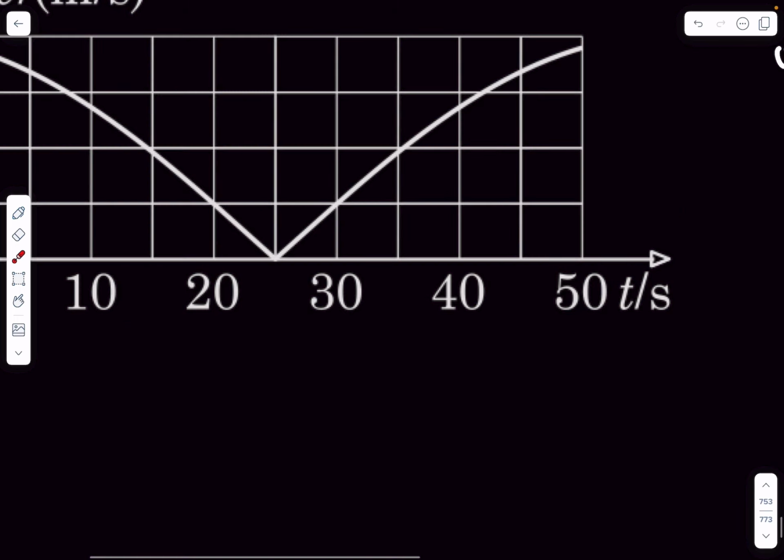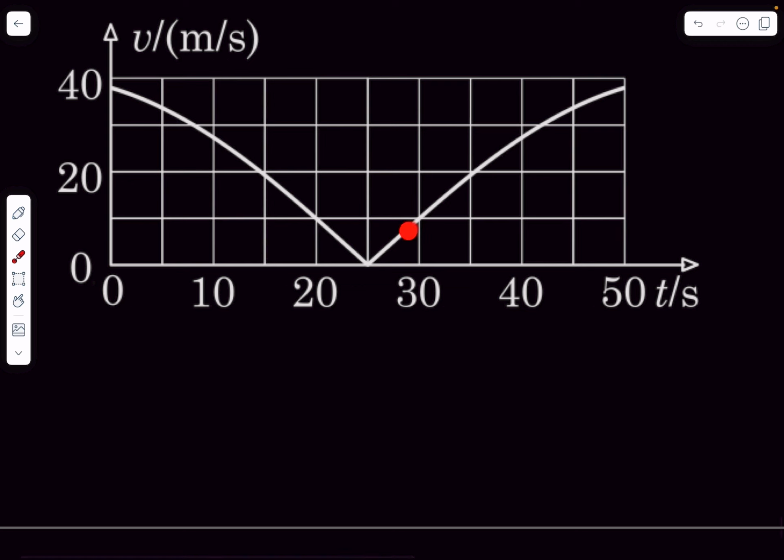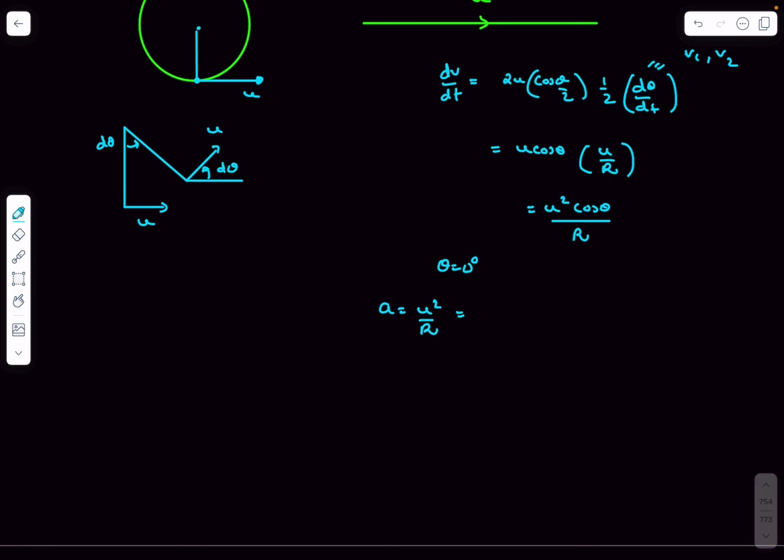Now using the graph, we can see that at points very close to t equal to 25, V is almost a straight line, right? So we can roughly estimate its slope. The height of this part is 10 units and the base is 5 units. So the slope of this part is actually 2 meters per second square, right? So basically very close to t equal to 25 seconds, the acceleration is 2 meters per second square.